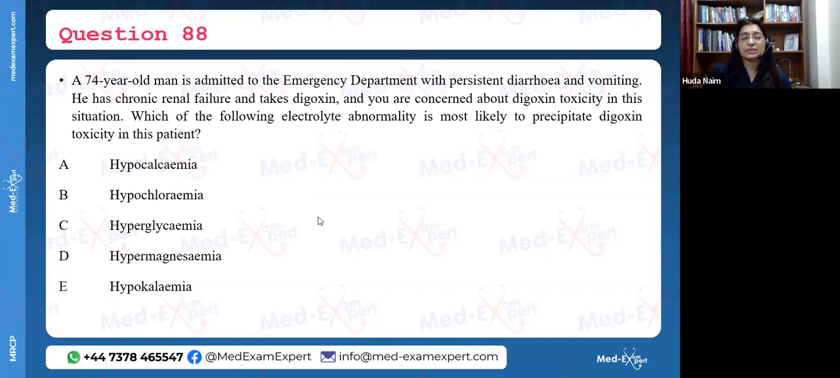Again, digoxin toxicity, very, very important. What is the ECG finding in digoxin toxicity? What would you see in an ECG if you're giving a patient digoxin? Very good, Dr. Arvind. It would be the reverse tick sign. Very good. Good job.